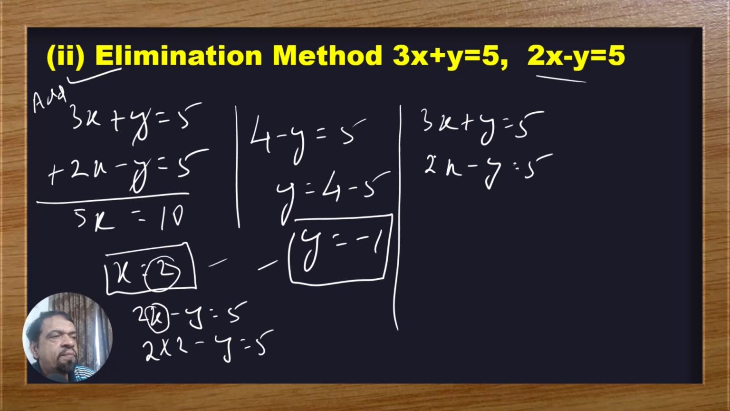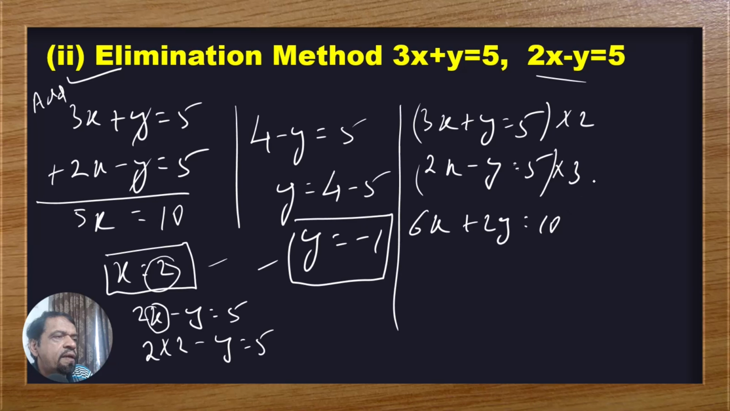We will do one thing, we will interchange and multiply. We multiply by 2 in the first equation and multiply by 3 in the second equation. The coefficient of x in the second, we multiply in the first equation, and the coefficient of x in the first equation, we multiply in the second equation. Now this will be 6x plus 2y is equal to 10. Now this will be 6x minus 3y is equal to 15.